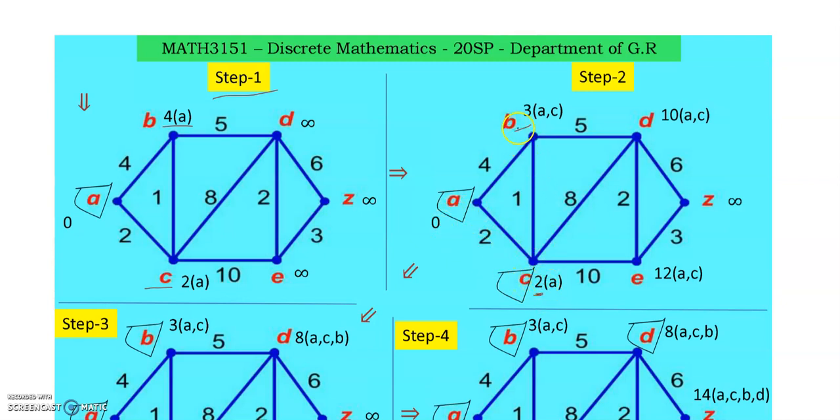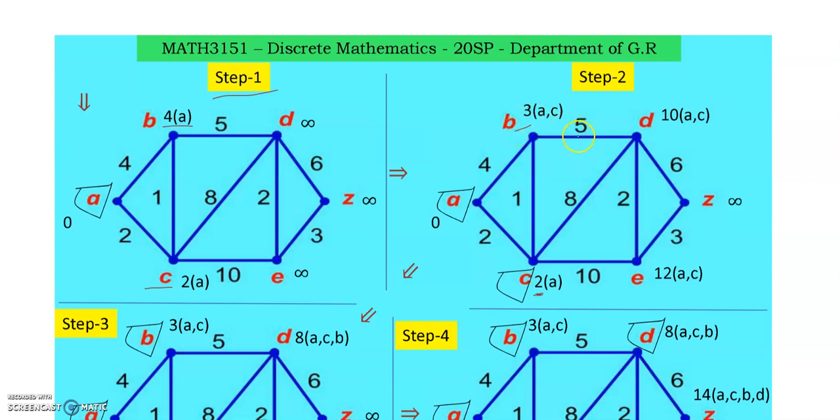Now see for B, what I am writing: from A to C 2, distance is 2, from C to B distance is 1, so 2 plus 1 is 3. That's why I am writing here 3 distance. Inside the bracket I am writing where it comes from, that A, from A to C and then C to B. That's why I am writing A comma C. These are the vertices via which we are reaching B. So now distance is 3.